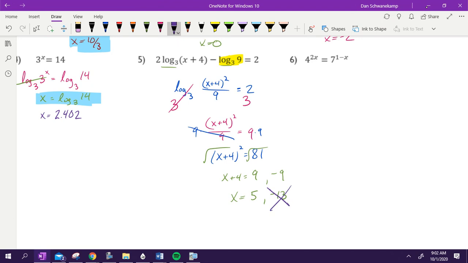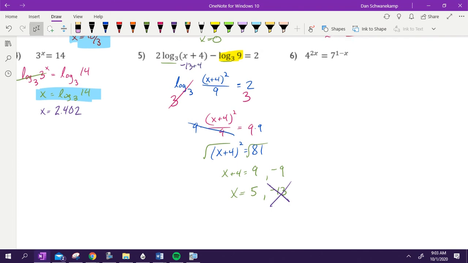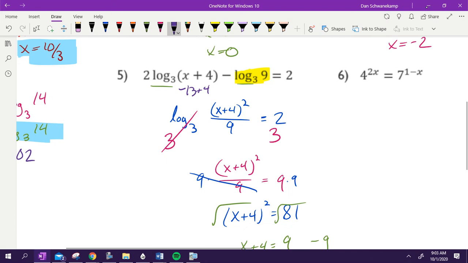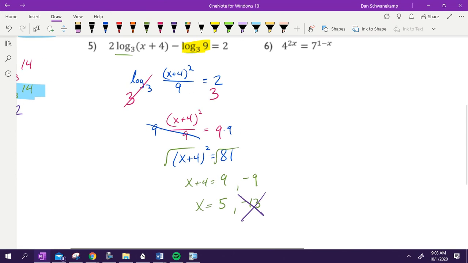Negative 13 does not work. Why? Say again? Can't have a negative argument. Just because it's negative doesn't mean it doesn't work. It's that when I plug negative 13 in right here, I get a negative argument. If we would have gotten negative 3 for x, that could work, because if I plug negative 3 back in, my argument wouldn't be negative. But if you plug it back in and your argument is negative, that is when it's not a solution to our problem. So it is just 5.